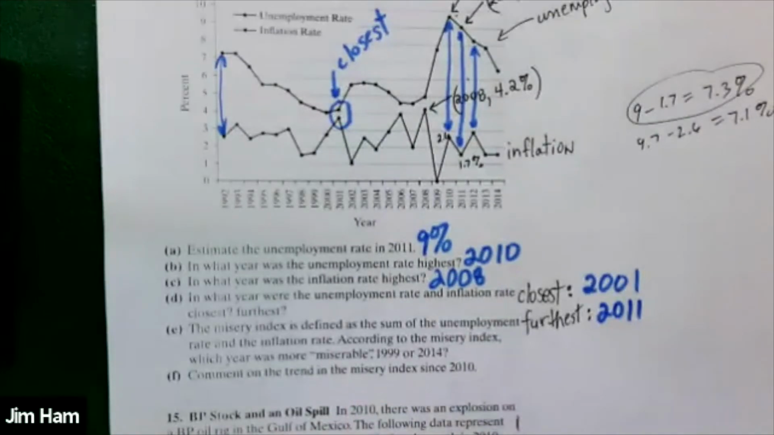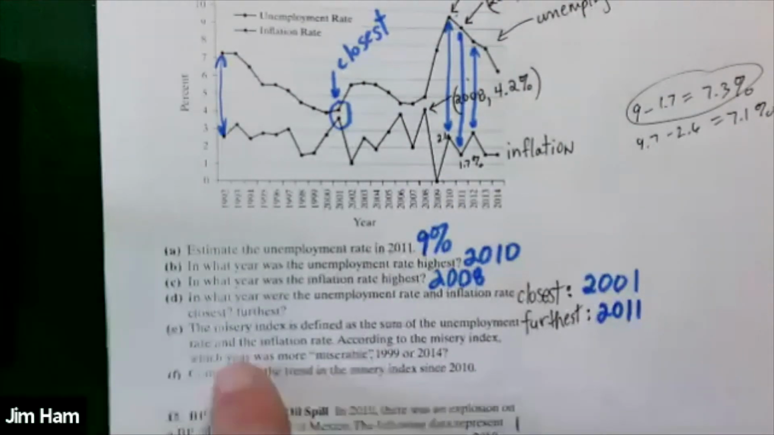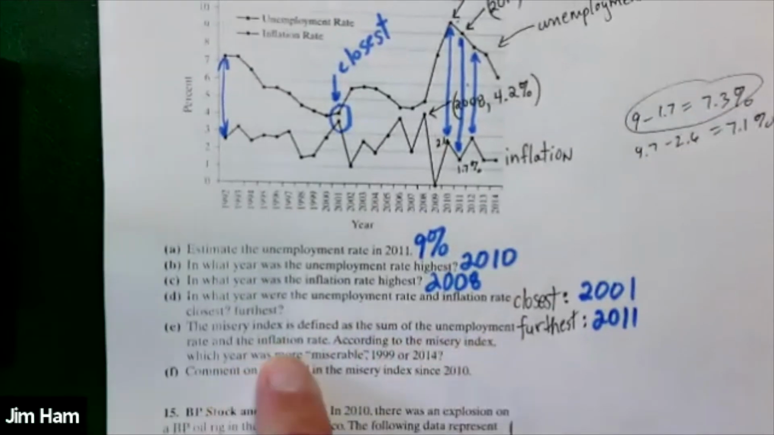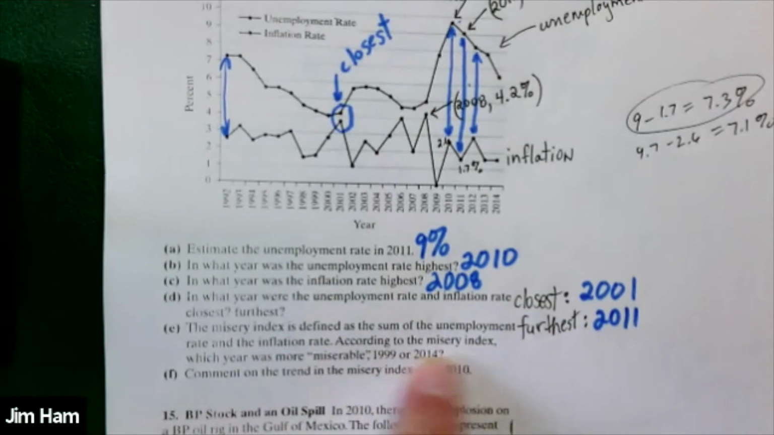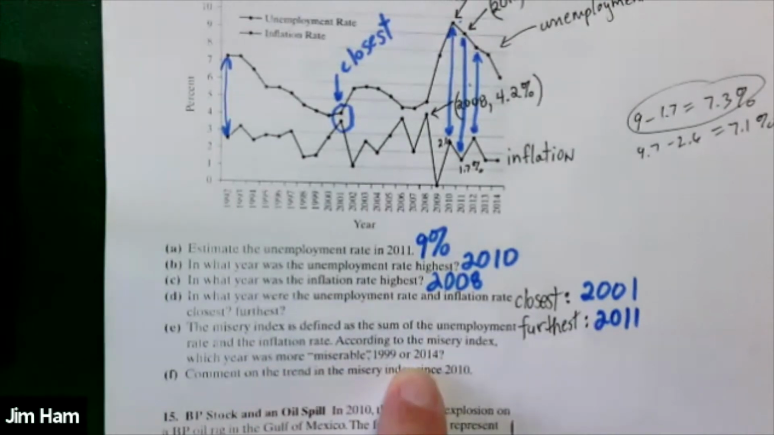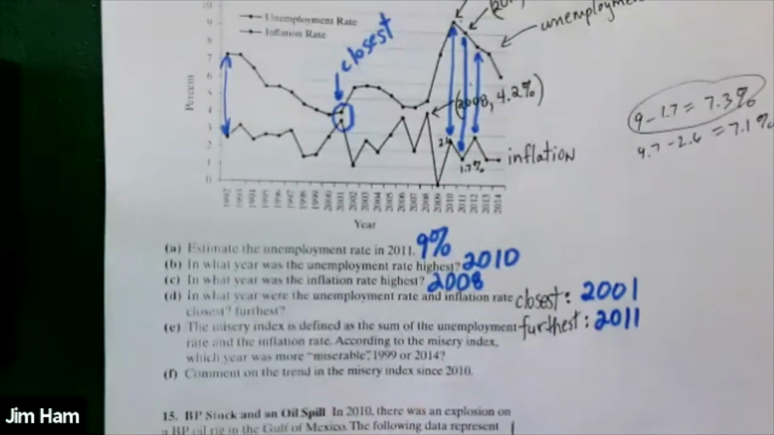Okay, in part E, we talk about the misery index. The economy is doing pretty poorly if you have high inflation and high unemployment, so people aren't going to be doing as well. What they want you to do here is add the unemployment rate and the inflation rate together, and then identify which year was the most miserable between 1999 and 2014.